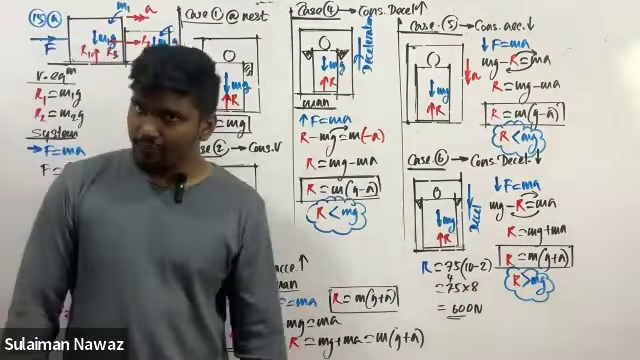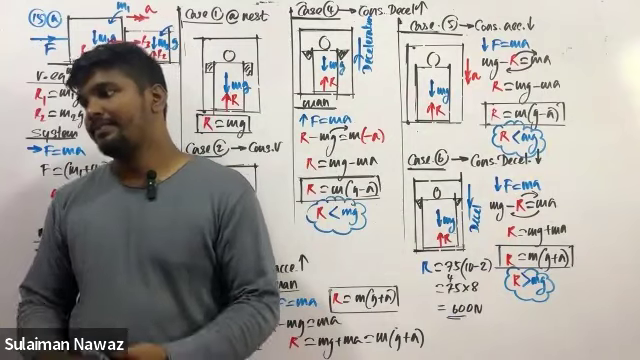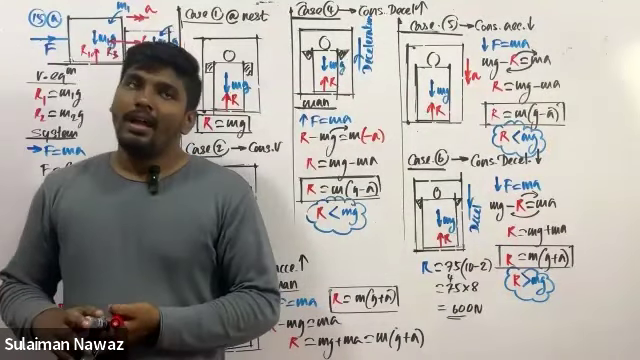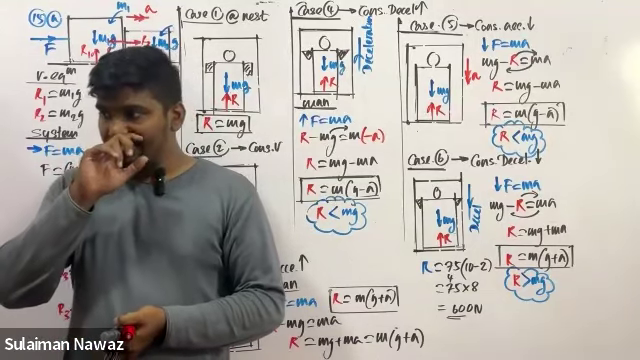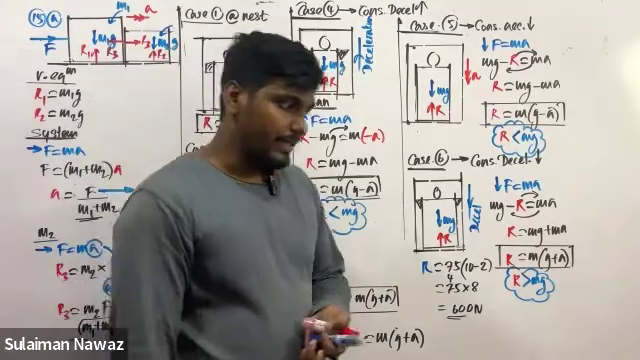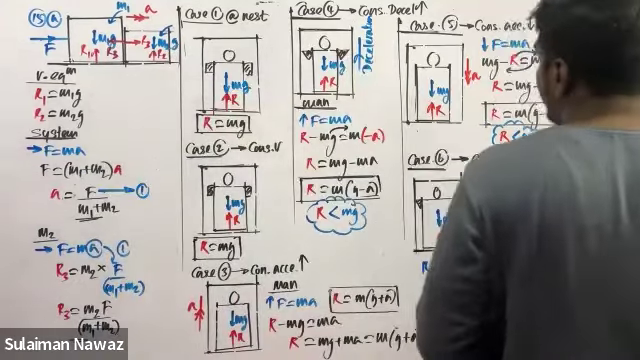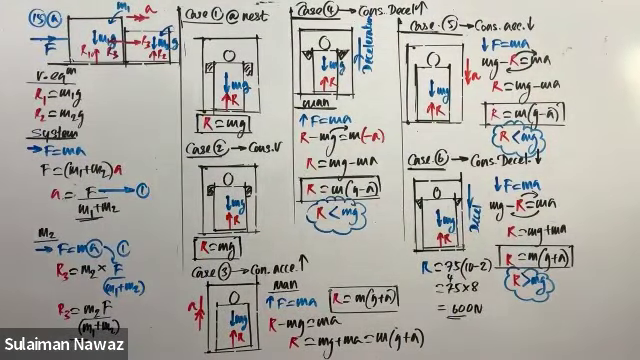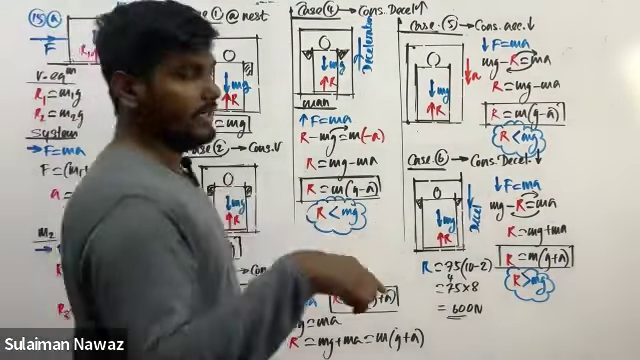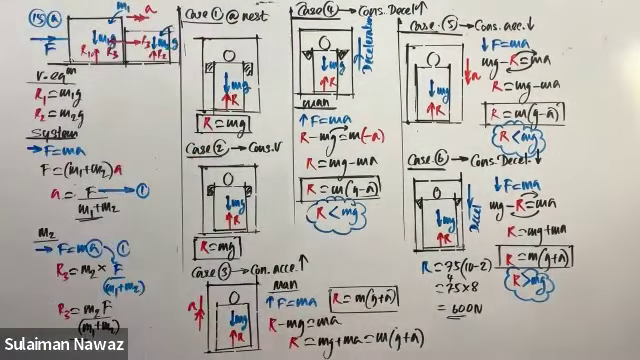When the lift starts moving upwards with a deceleration of 2 m/s², what is the normal reaction force? Upwards deceleration. Find the answer with me.